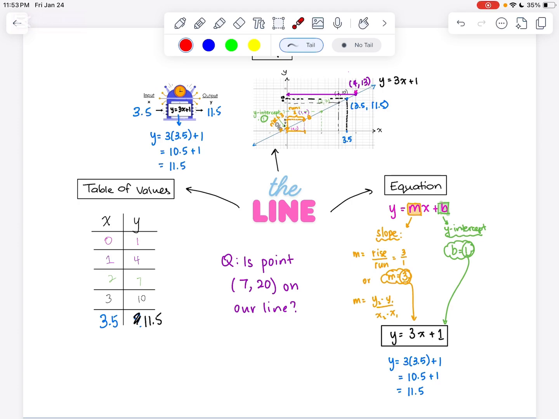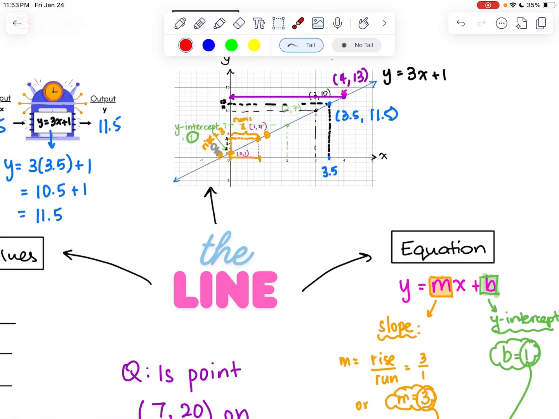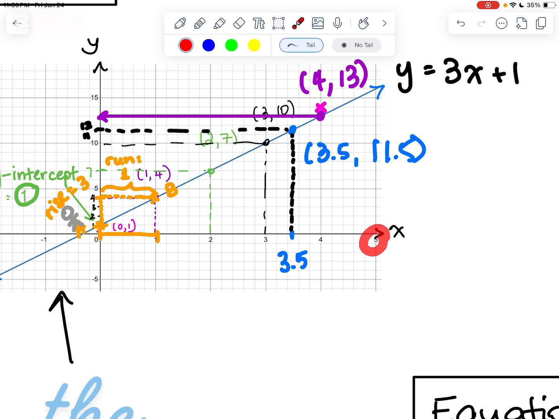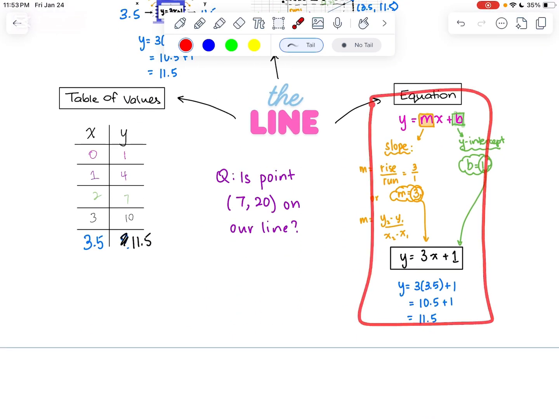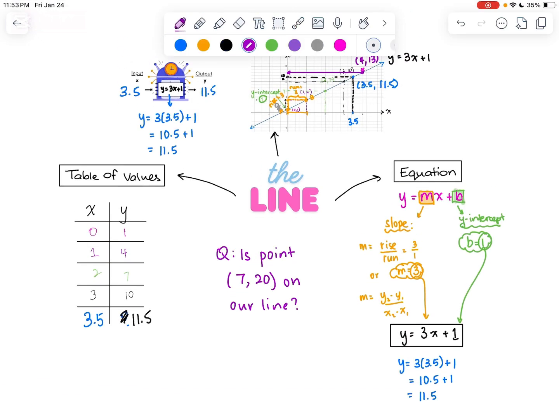Okay, so hopefully you've had some thoughts, even if it's just ruling things out. So by process of elimination, I can't figure it out using the table of values. I don't see a 7 here to compare it to figure out whether that's actually a 20. I can't use my graph either because it only goes up to 5. So really that just leaves me with my equation. So how can I figure out if this point is on the line?